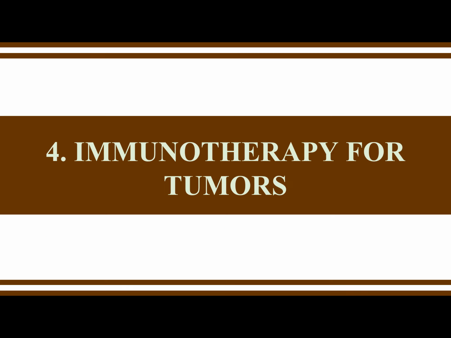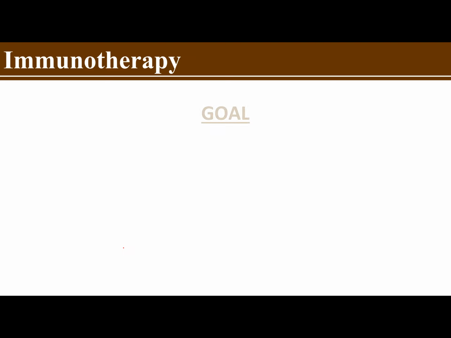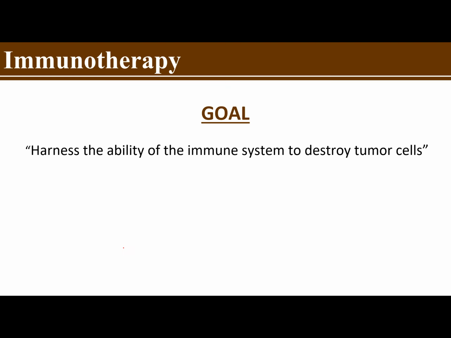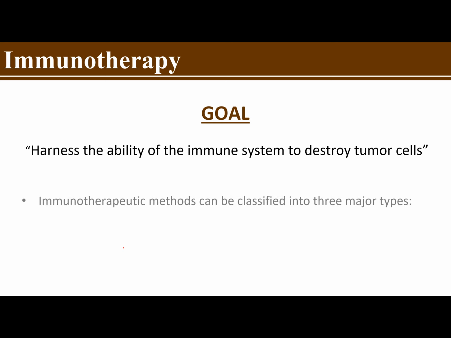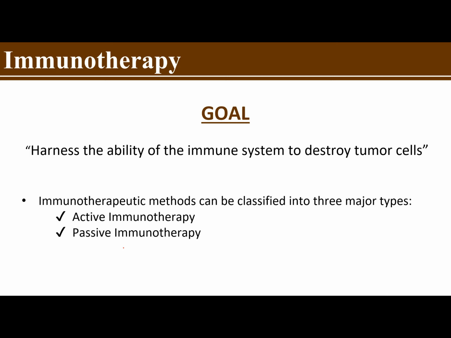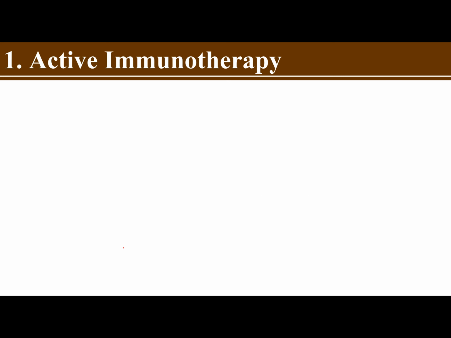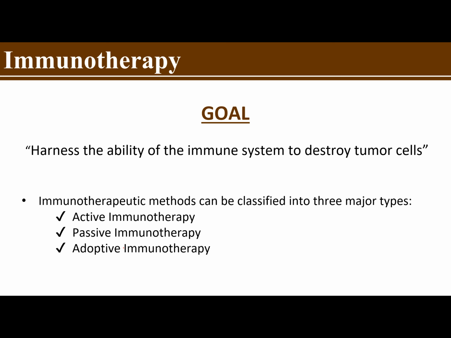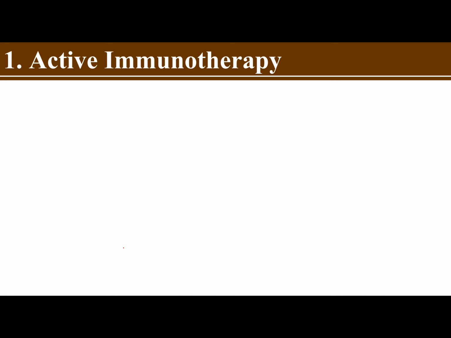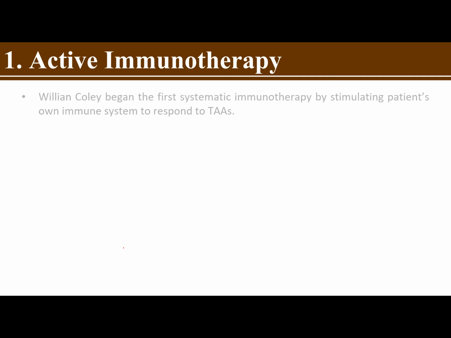Now let's go to the immunotherapy for tumors. The goal of immunotherapy, class, has been to harness the ability of the immune system to destroy tumor cells. Immunotherapeutic methods can be classified into three major types: active immunotherapy, passive immunotherapy, and adoptive immunotherapy. These are the three: active, passive, and adoptive for your immunotherapeutic methods. Let's start with your active immunotherapy.